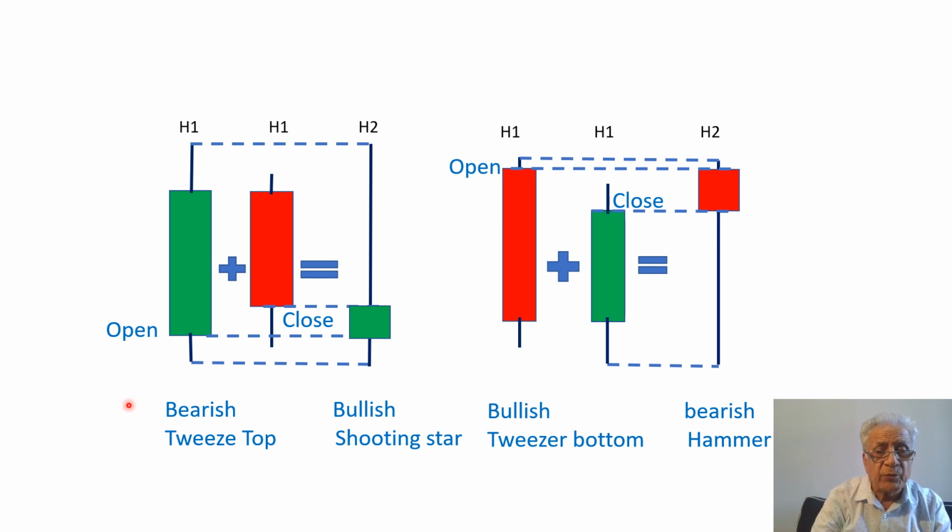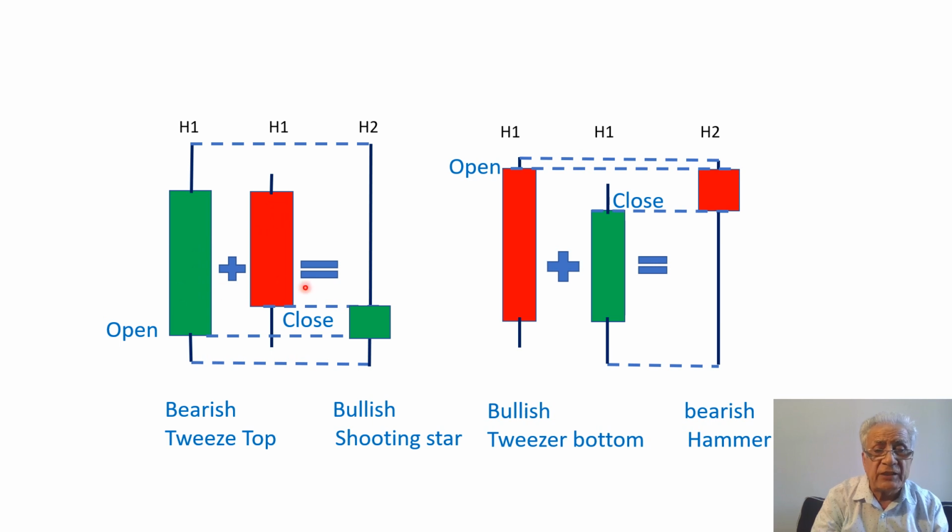In this graph, we see a bearish tweezer top that is seen at the top of an upward trend, and a bullish tweezer bottom that is seen at the bottom of a downward trend. The first one has two candles. The first one is bullish. The second one is bearish, with each one in the 1 hour time frame.